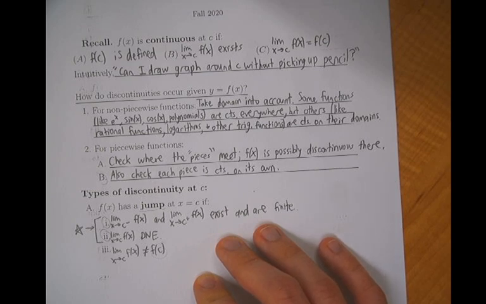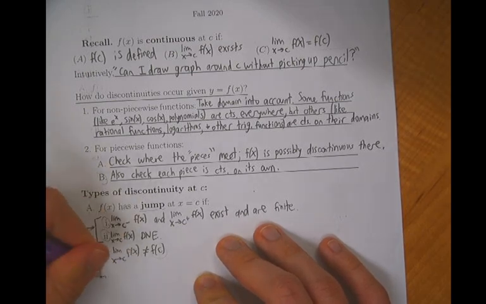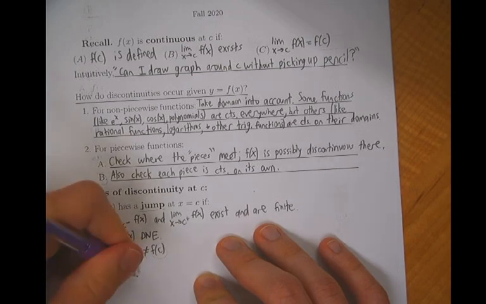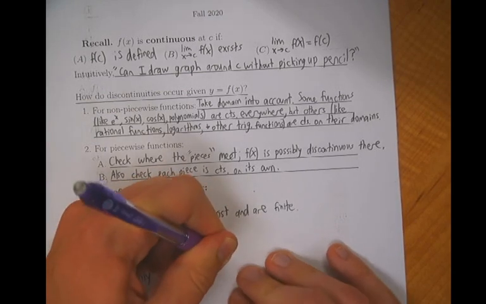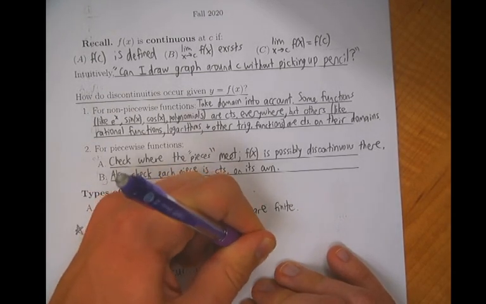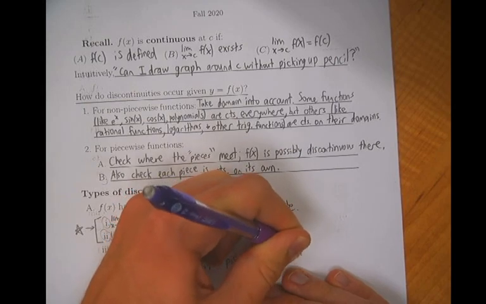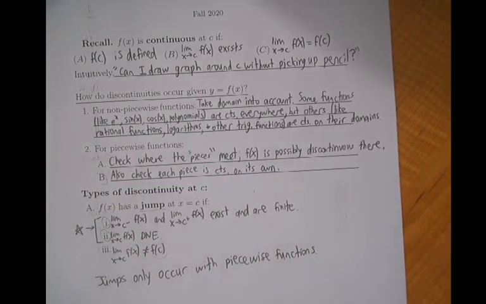So one thing to keep in mind with focusing on a jump analytically is that jumps only occur with piecewise functions. Now, that's not to say piecewise functions can only have jumps as their only form of discontinuity. But if you're focusing on a jump, then that can only occur with a piecewise function. So, just something to keep in mind for that.